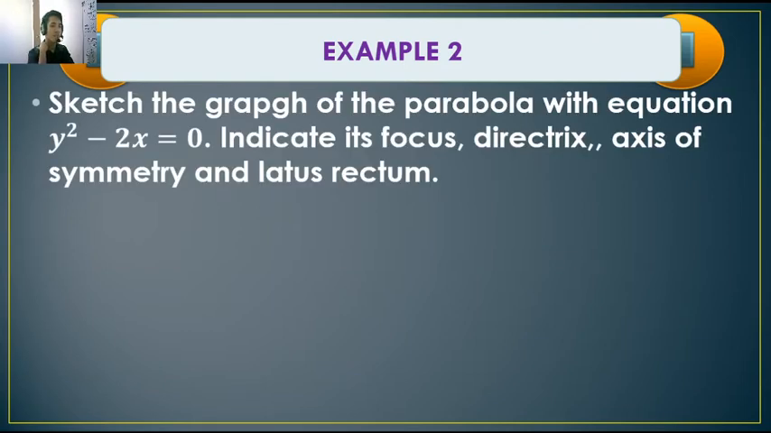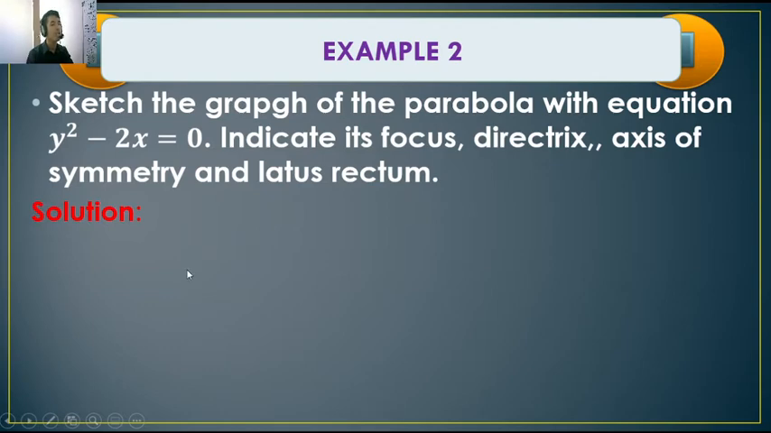Okay, so let's proceed to example number 2. Sketch the graph of the parabola with equation y squared minus 2x is equal to 0. Indicate its focus, directrix, axis of symmetry, and latus rectum. We have a typographical error here, so consider this graph, so remove the G. Again, same scenario as what we did in example number 1. So we need to determine our equation, and that is y squared minus 2x is equal to 0. The square is on the term y.